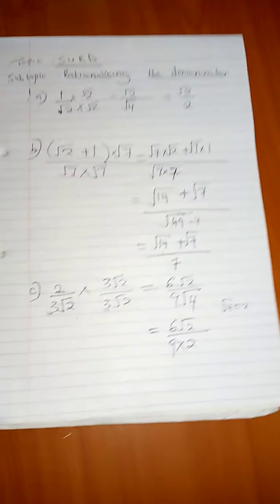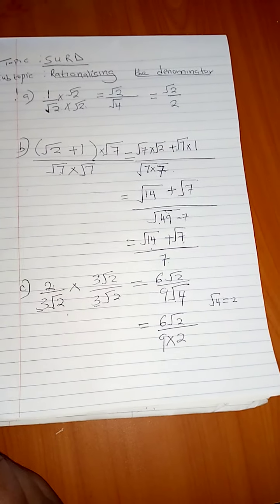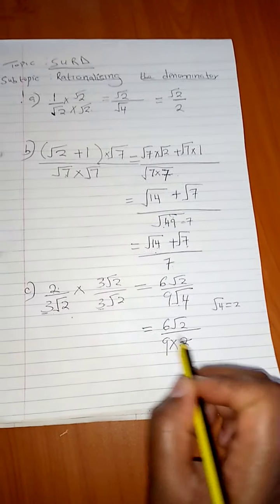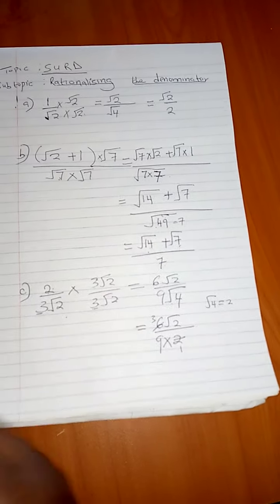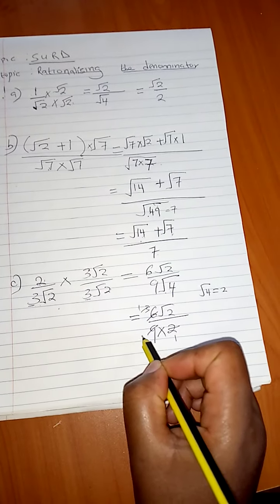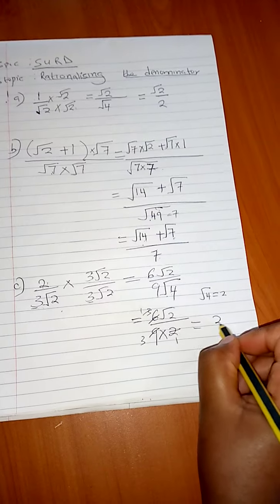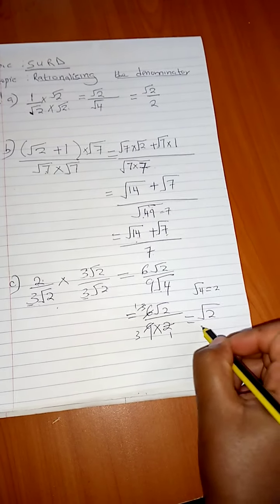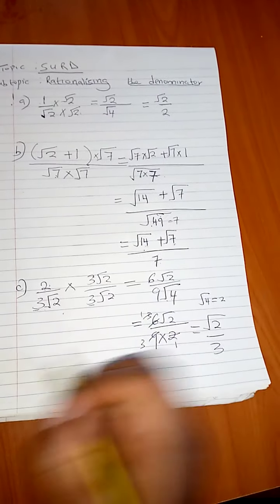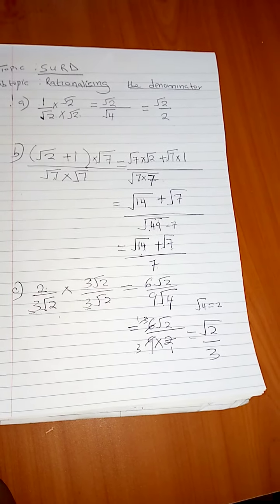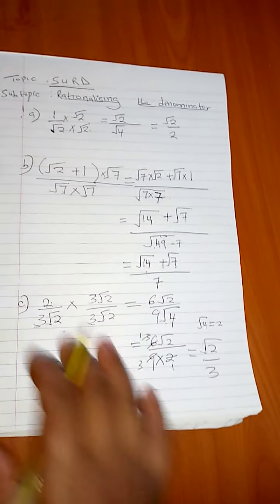So times 2. Then from there, we can simplify. By 2, 1, by 2, 3. By 3, 1, by 3, 3. So our final answer will be root 2 divided by root 3.